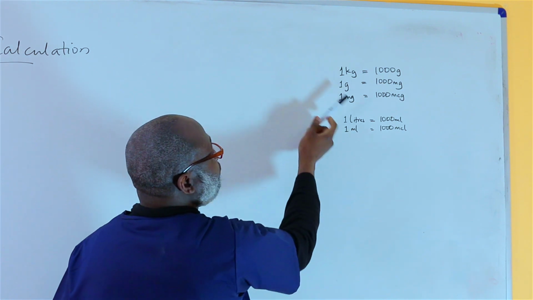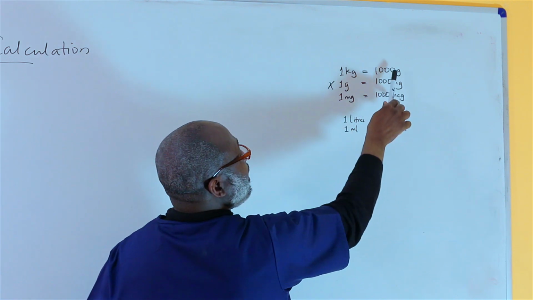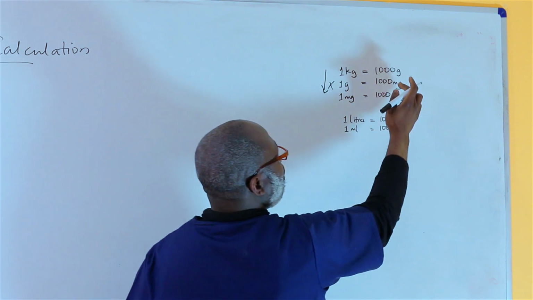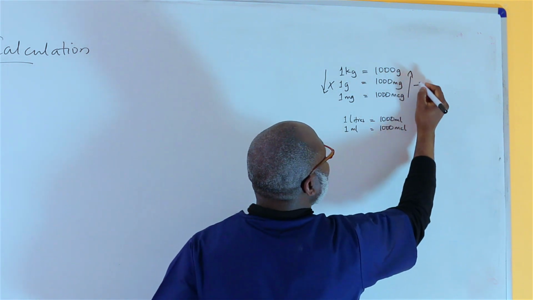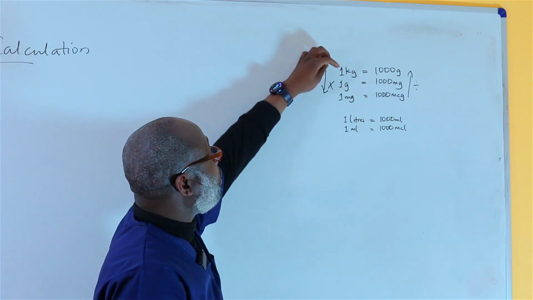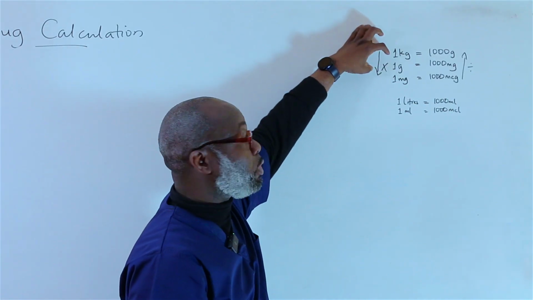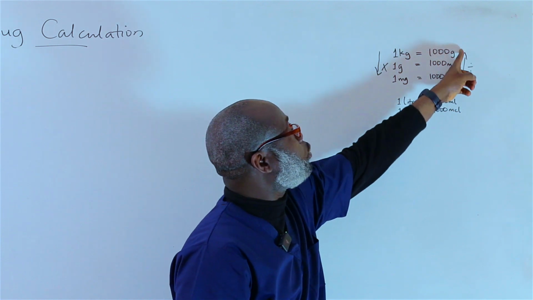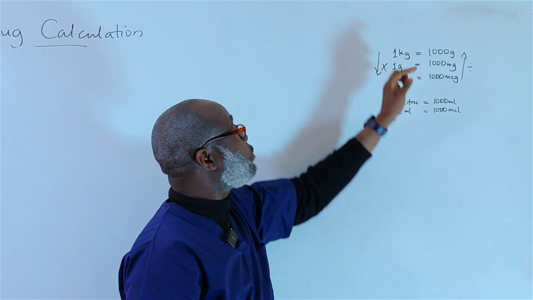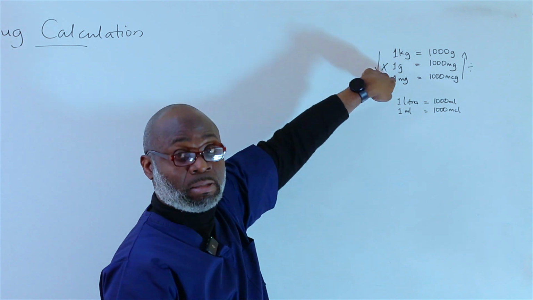So like I said before, when you're converting from a higher unit to a lower unit, you multiply. When you're coming from a lower unit to a higher unit, then you divide. What you divide by depends on what you're converting. If you're converting from kilogram to gram, 1 kg equals 1,000 gram, so you multiply by 1,000. If you're converting from milligram to gram, you divide by 1,000. But from kilogram to milligram, you multiply by 1,000 and another 1,000. That is a million.